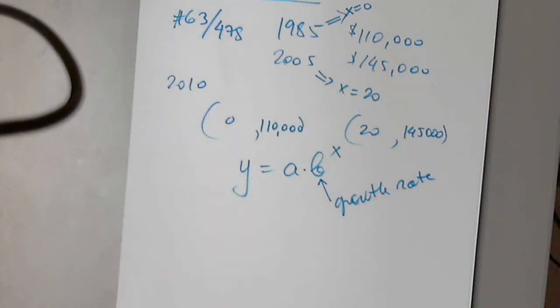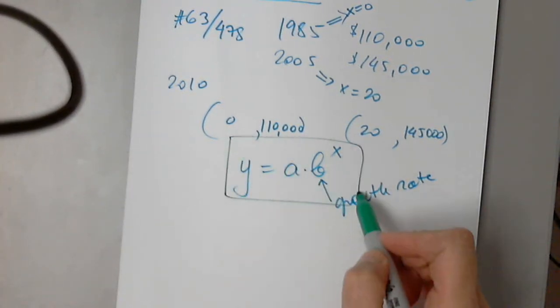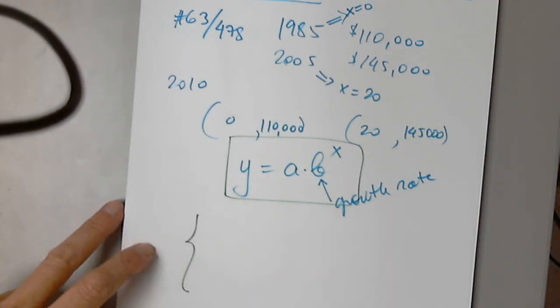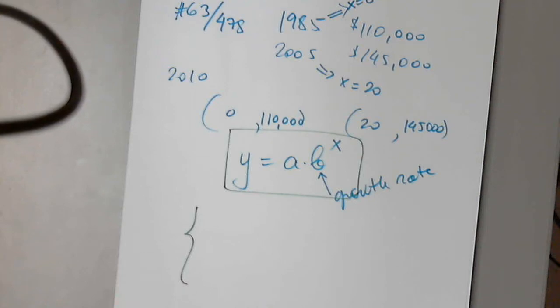So then, using this formula, because we have 2 ordered pairs, we will be able to determine the original value, the initial value, and the growth rate, x being the time, right? So let's write 2 equations. Can anyone give us the first equation for this?